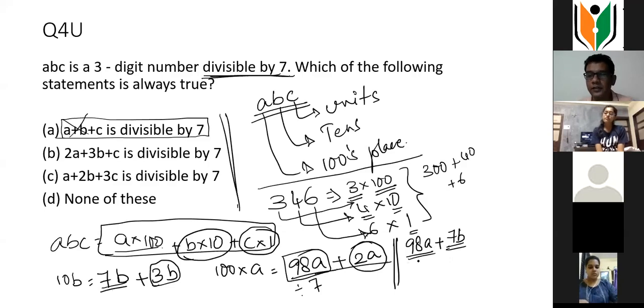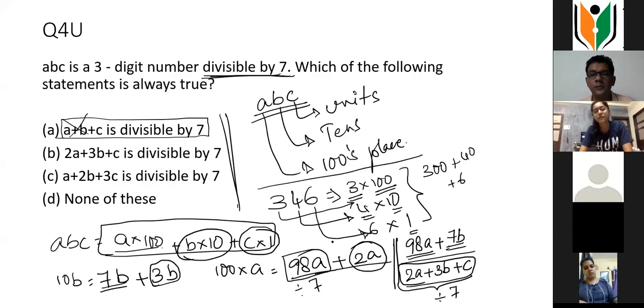The values that I do not know whether they are divisible by 7 are 2A plus 3B plus C. If this value is divisible by 7, then the entire number ABC will be divisible by 7. So this is my answer option.